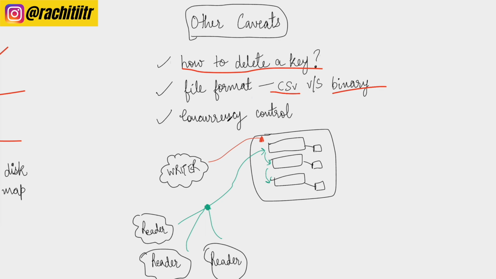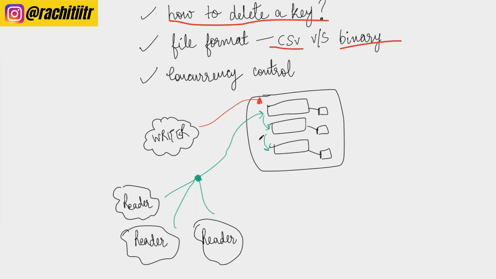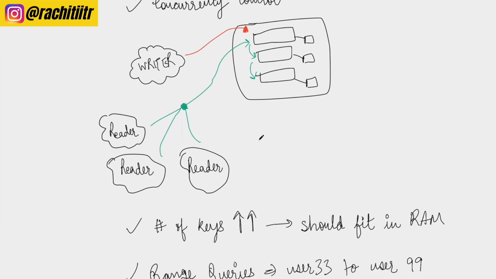Also, what about the concurrency control? In this case, it's super easy because there will always be one writer who is going to do the append. There can be multiple readers who can read at the same time, because of immutability we don't really care about such scenarios. So it's super easy.